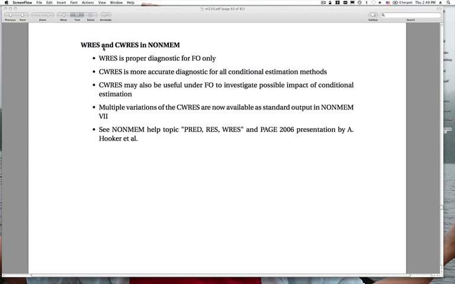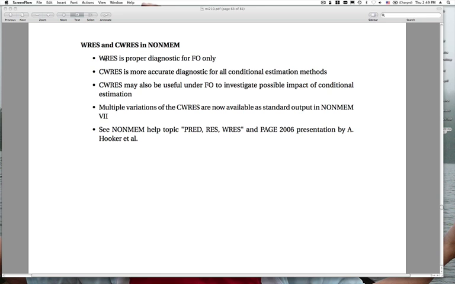To summarize on this term, the weighted residual is the proper diagnostic for the FO method alone. It's not the proper diagnostic for any of the conditional methods. CWRes, or conditional weighted residuals, is more appropriate there. This can also be useful under FO, however, to investigate the possible impact of conditional estimation. If you're stuck with a problem that runs very slowly, a large, complex model with a large data set, you might be tempted to run the FO method because it's simply quicker. But you want to know how bad that approximation is and how careful you have to be about interpreting the results.